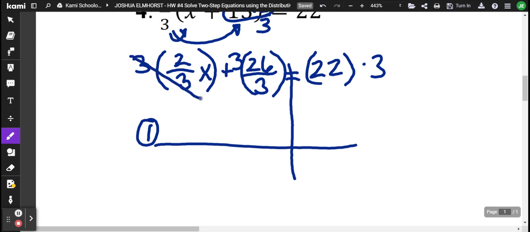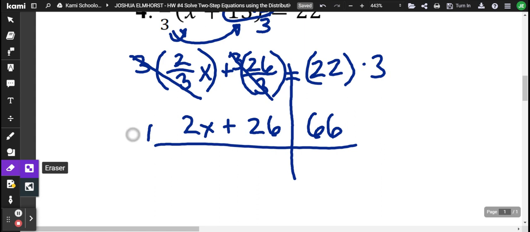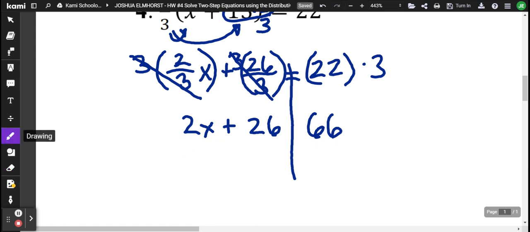So 3 times 2/3 is going to become 2x. 3 times 26/3 will just become 26. And then 22 times 3 will give us 66. So we added an extra step in there to remove the fraction from the equation. Now we can follow our 2-step process. Instead of subtracting fractions, we can just subtract whole numbers.